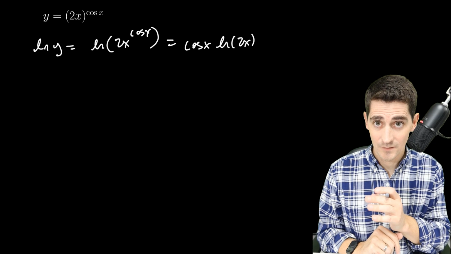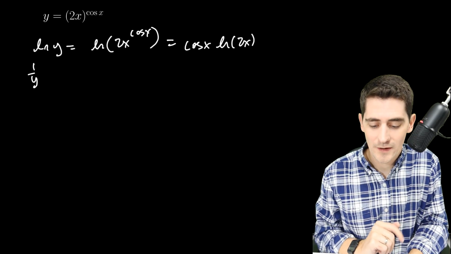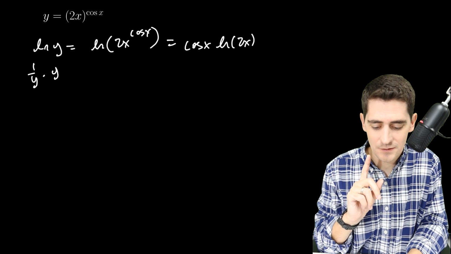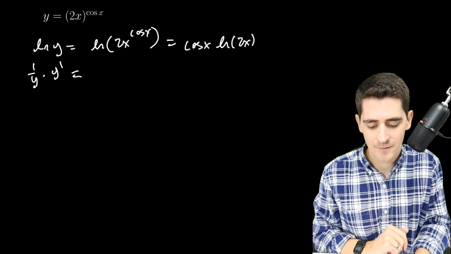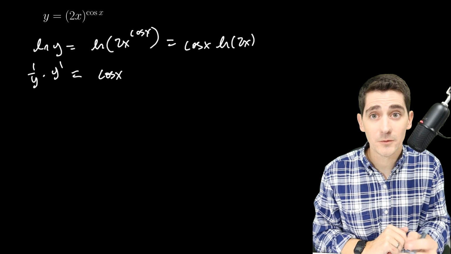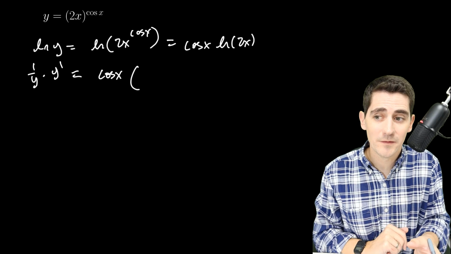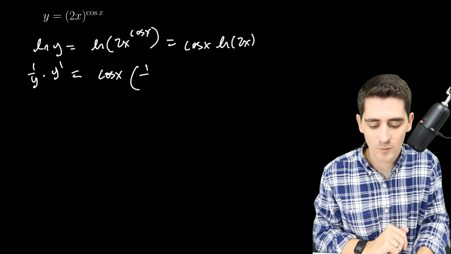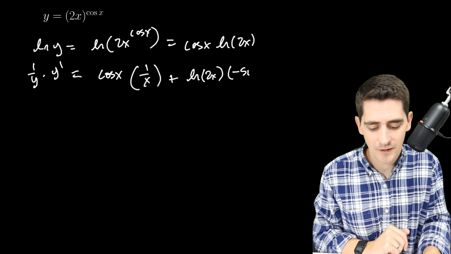So now I take the derivative of both sides. The derivative of ln y is 1 over y, careful, implicit differentiation, y prime. On the other side of the equation, I have first times the derivative of the second, which is going to be 1 over 2x, times the derivative of that, which is 2, so I just end up with 1 over x, plus ln 2x times the derivative of cosine, which is negative sine x.